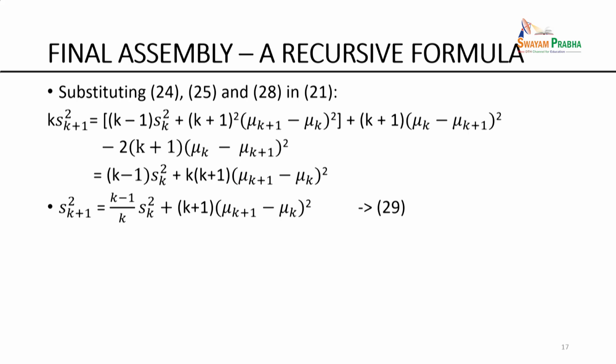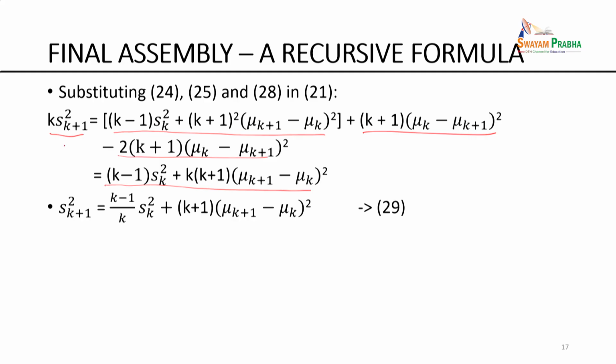So, final assembly. I have 3 parts. I'm going to substitute 24, 25, 28, and 21. So k times xk plus 1 square. After plugging in all the terms, I get this term, this term, this term. If I simplify this, I get this relation. Yes, there's some work involved in here, but in a lecture of this type, I want to be able to show you the pathway. Please remember that.